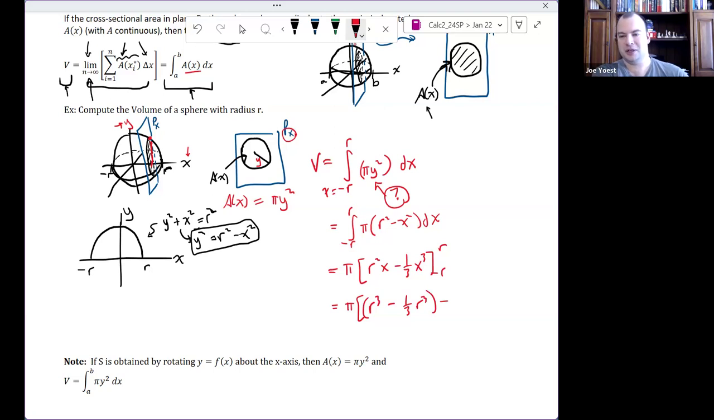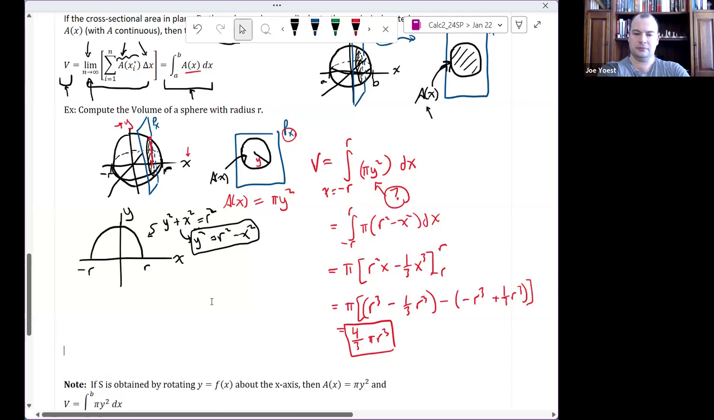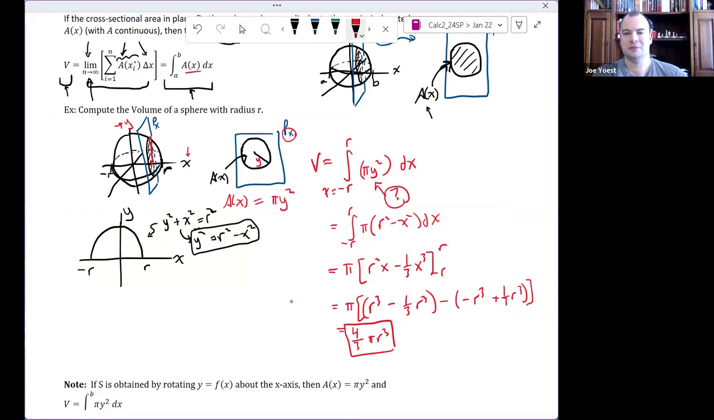So when x is minus r, this gives me a minus r cubed plus 1/3 r cubed. So I have r cubed plus r cubed minus a third minus a third. That gives me 4/3 pi r cubed. And we should recognize that as the volume of a sphere with radius r.